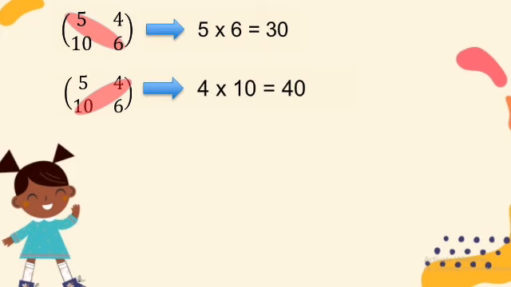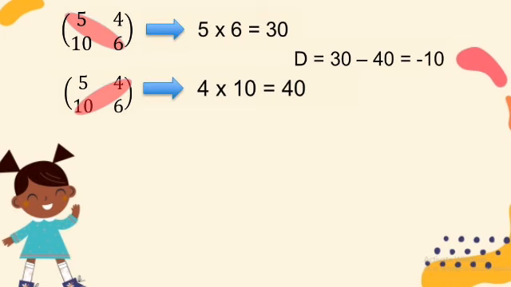Seventh, the first diagonal minus the second diagonal. After getting the first diagonal is 30, the second diagonal is 40, then the first diagonal minus the second diagonal is 30 minus 40 equals negative 10. So we get the determinant negative 10.